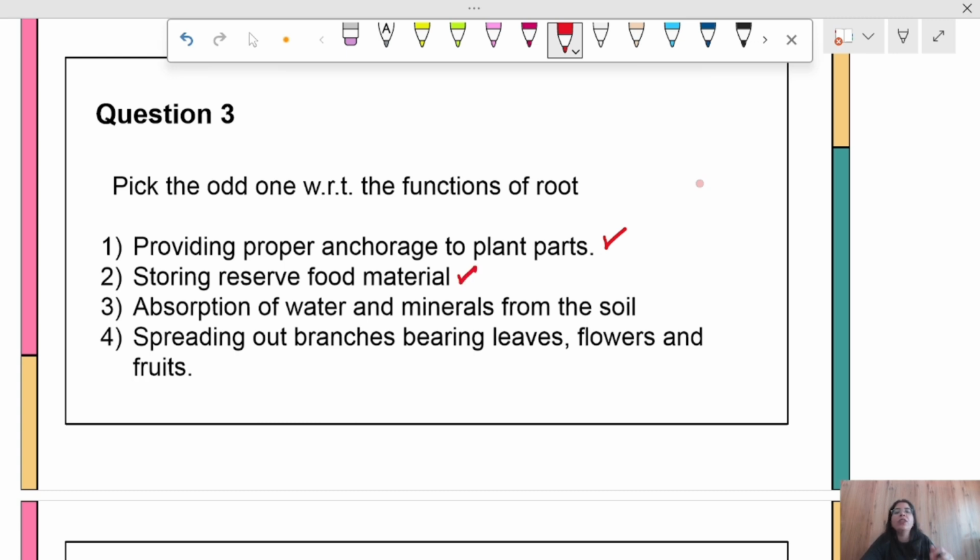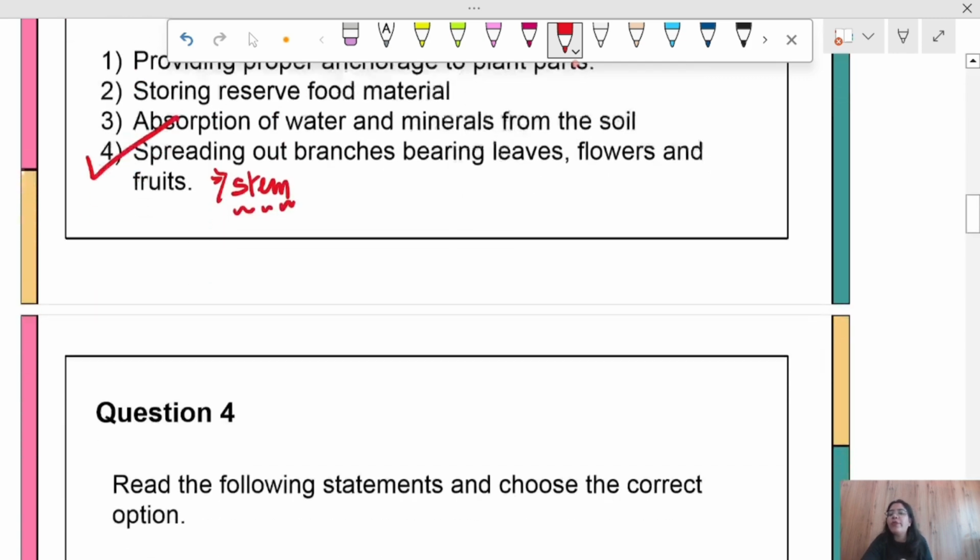Absorption of water and minerals from the soil, correct. But is there anything like this in which you have learned that roots are responsible for spreading the branches, bearing the leaf and flowers and fruits? No, right? This is true for stem. This is the function of stem. So this is the odd feature.